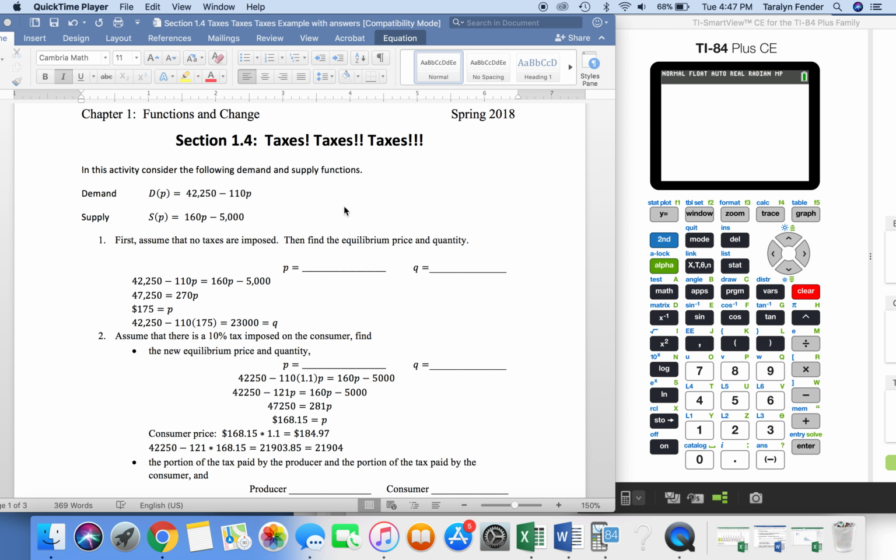Point 4, taxes, taxes, taxes. In this activity, we will consider the following functions for demand and supply. First, we will assume that no taxes are imposed. So we will use those equations to find the equilibrium price and quantity.